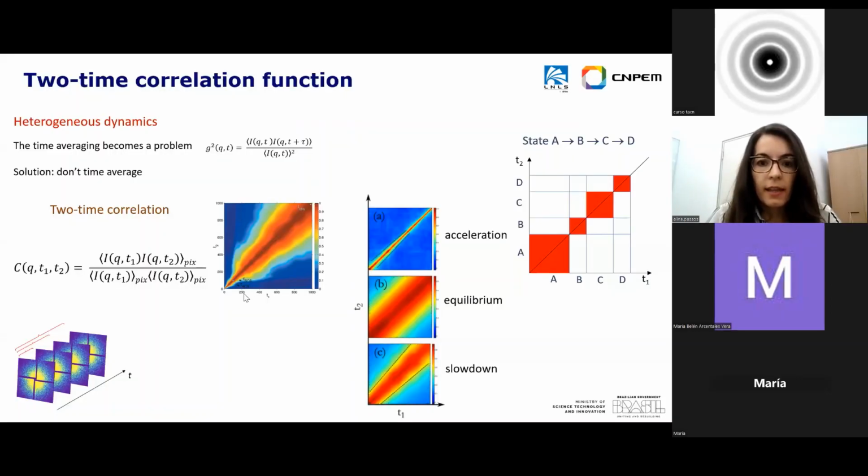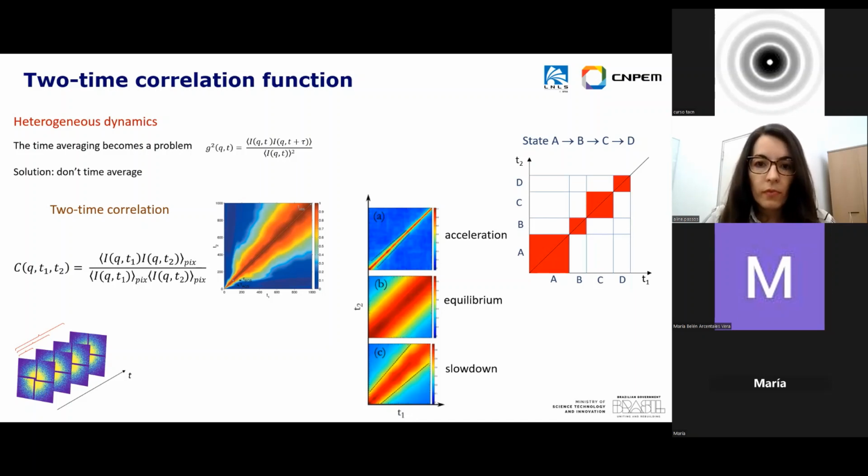It's time one against time two. It's like time by time. You have this map that shows how things are correlated with each other during the whole measurement. If it's in equilibrium, it's always correlated, so I have only this parallel line. If things start to be slow, this region where we have the correlation is going to increase, because things are really slow.